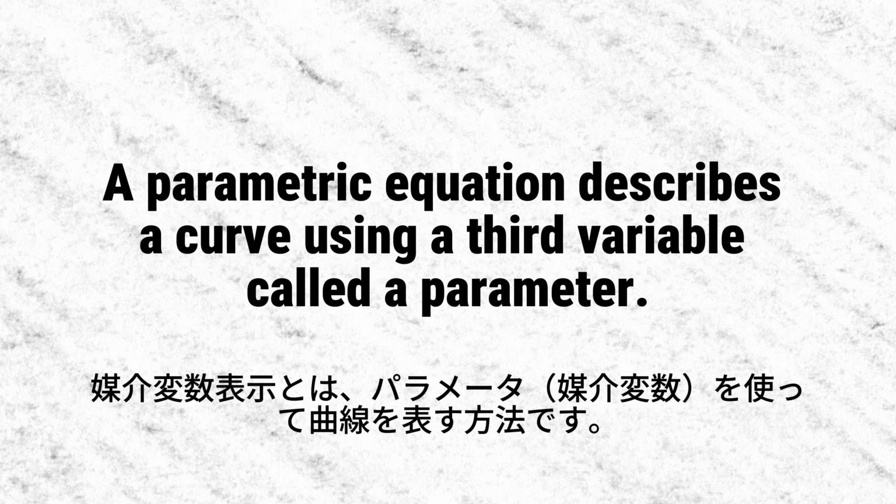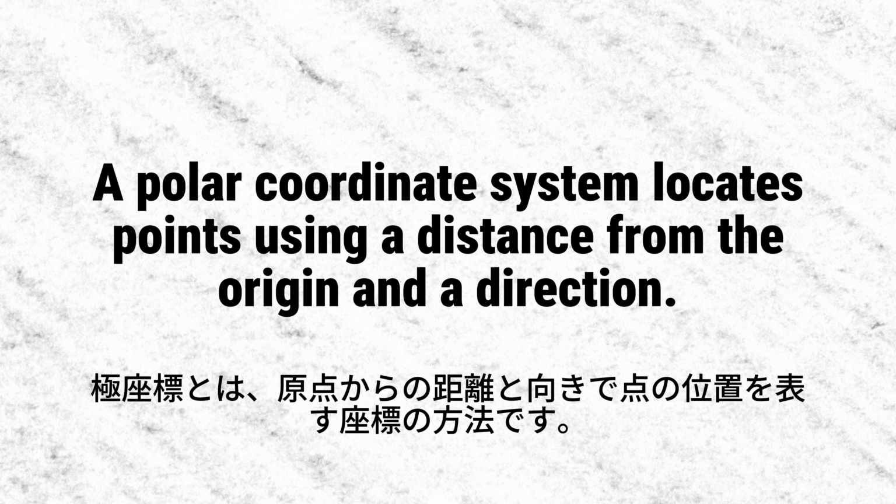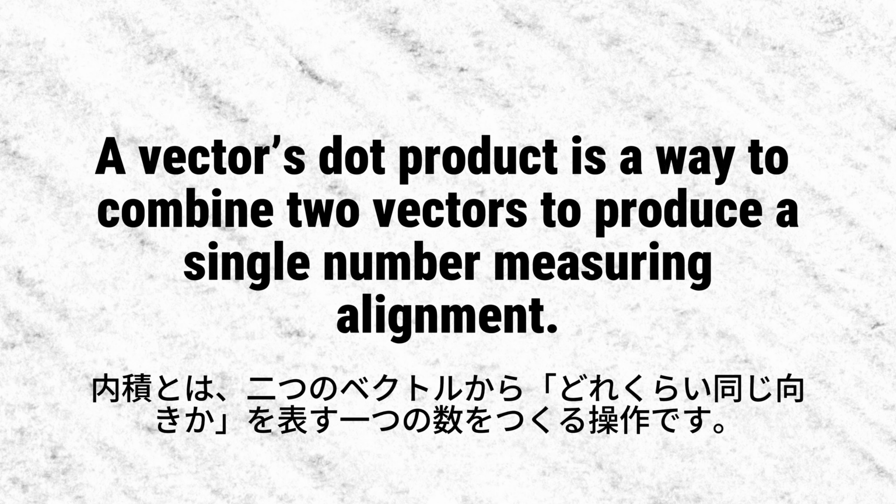A parametric equation describes a curve using a third variable called a parameter. A polar coordinate system locates points using a distance from the origin and a direction. A vector's dot product is a way to combine two vectors to produce a single number measuring alignment.